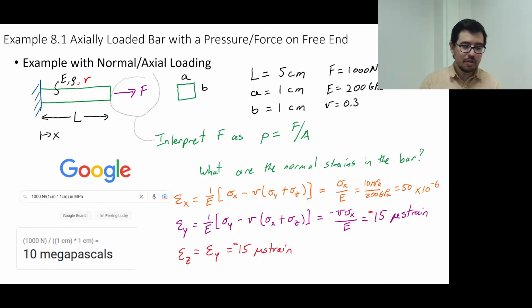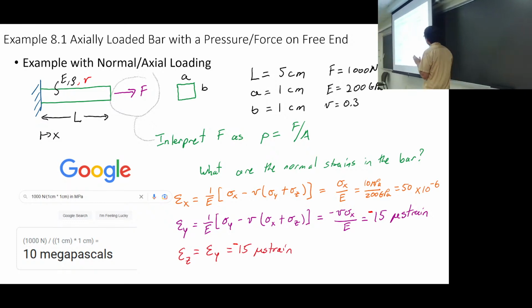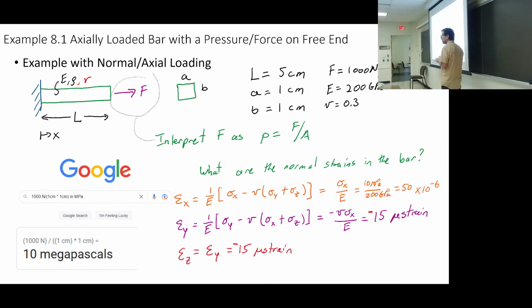So what we're going to do is attempt to make this bar in 3D, in CAD, very simple. It's just essentially an extruded square. And we're going to then fix the left side, or one side, and we're going to apply a pressure that's represented by this force over the right side, and we're going to see what the resulting stresses and strains are.